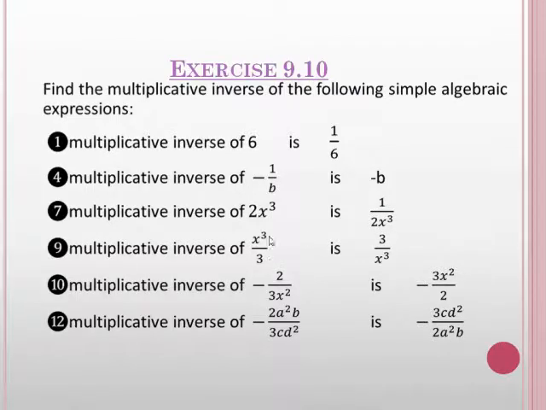The multiplicative inverse of x cube upon 3 is, okay, we reciprocal this term. This means that 3 upon x cube. The multiplicative inverse of minus 2 upon 3x square is minus 3x square upon 2. The multiplicative inverse of minus 2a square b upon 3cd square is minus 3cd square upon 2a square b.